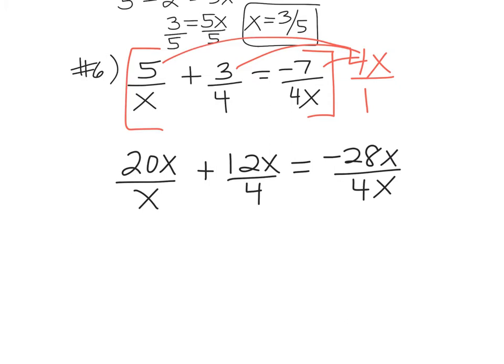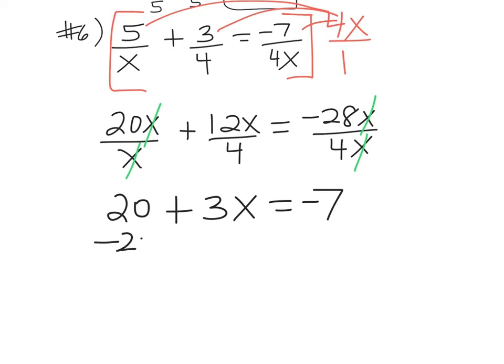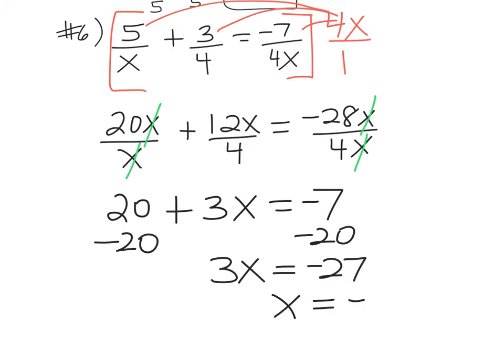And now we get to do some slashing again, because that's the best part of this chapter, really. Slashing. Yep, the x's reduce, leaving us with 20. Over here, 12x over 4 is 3x equals, x's reduce, negative 28 over 4 is negative 7. Okay, now let's solve. Subtract 20 to this side. 3x equals negative 27. So x equals negative 9.